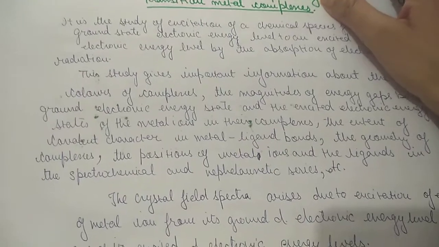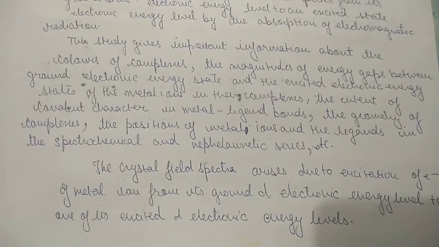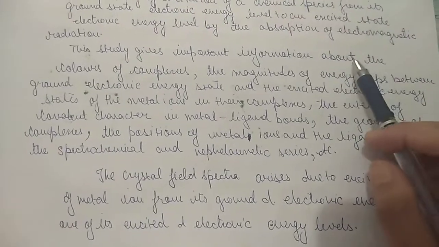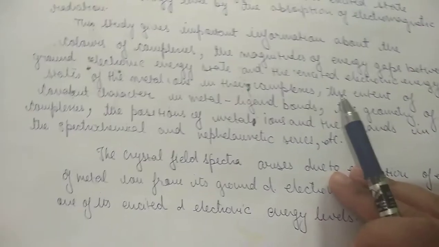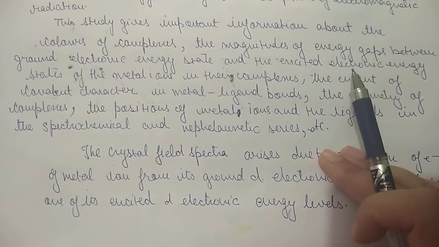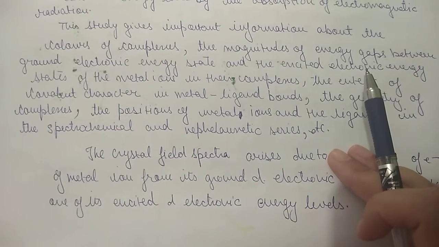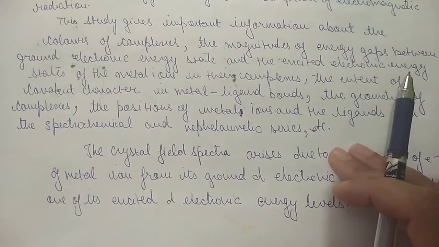transition metal complexes. So this study gives us very important information about colors of complexes, why the complexes are colored, what is the reason behind the colored complexes, and why the magnitude of energy gaps between ground electronic energy state and excited electronic energy state.